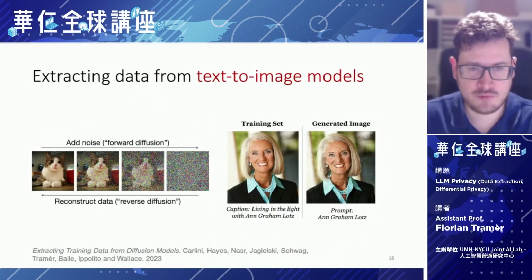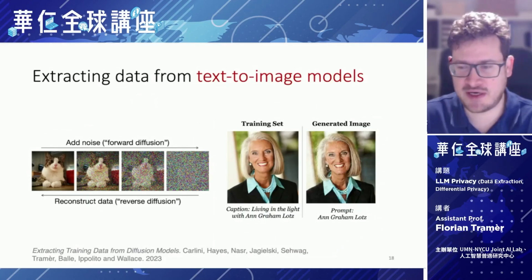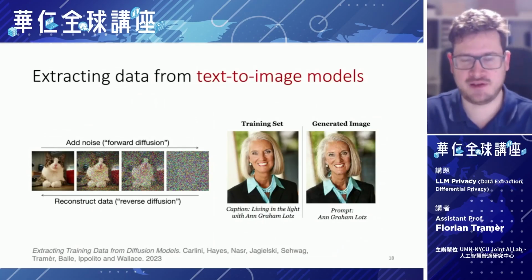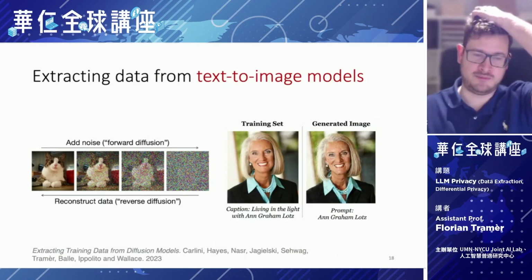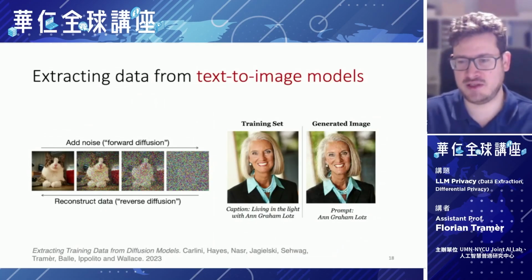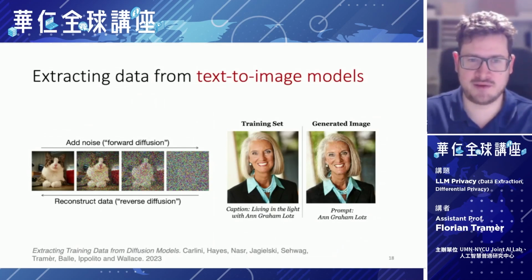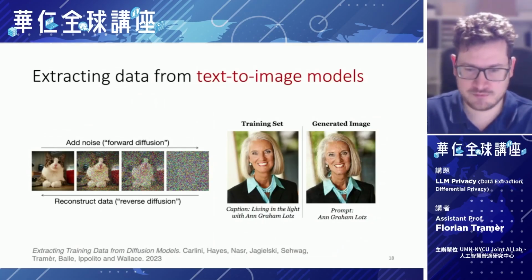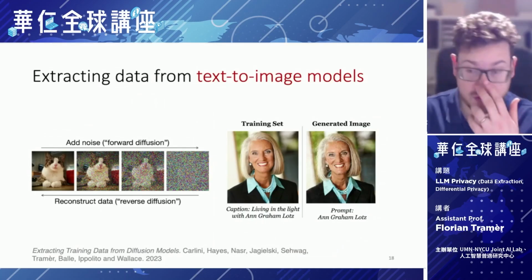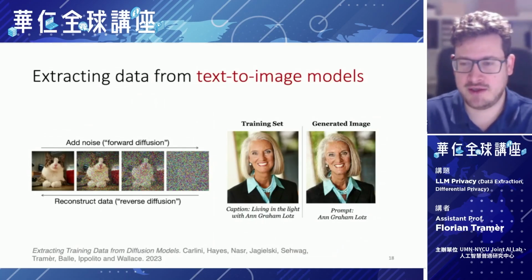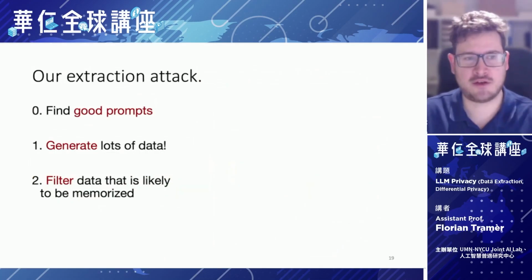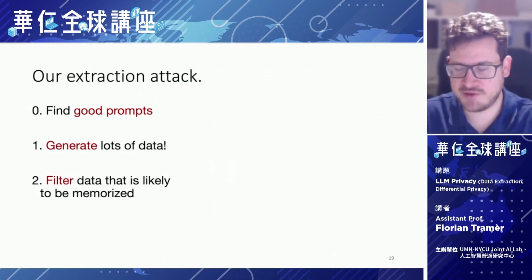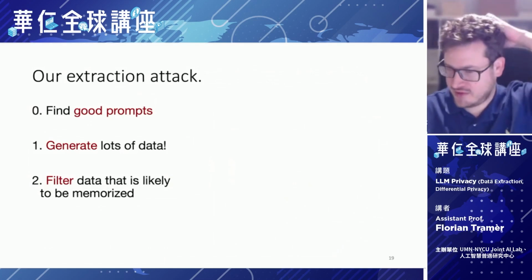So here on the right is an example of an image we extracted from Stable Diffusion, where on the left is the image that was actually in the model's training set. And on the right is the image that we managed to extract from Stable Diffusion, which is essentially just a noisy but pixel for pixel accurate version of the training image. The way that we extracted training images from Stable Diffusion is essentially the same way we did for GPT-2 with text, which is to generate lots of data and then filter the data that's likely to be memorized.